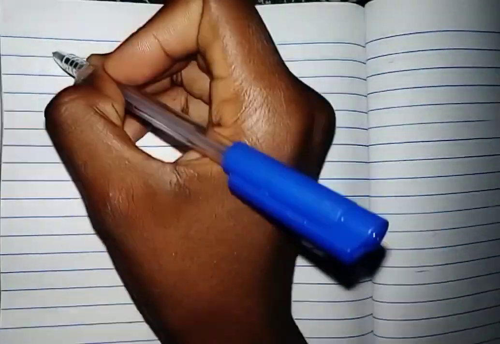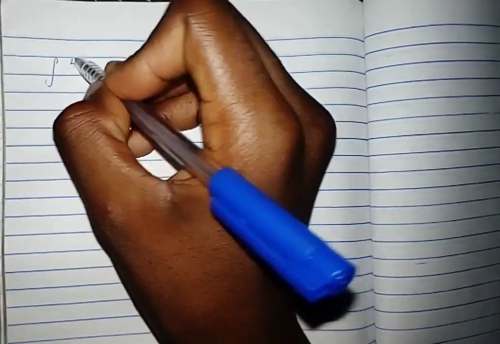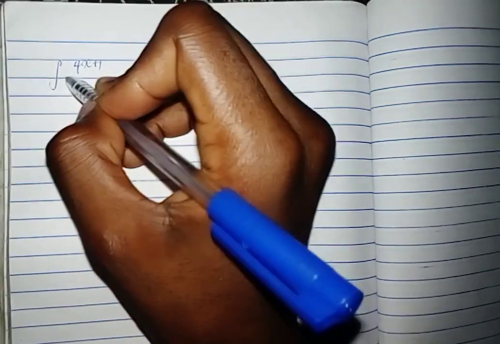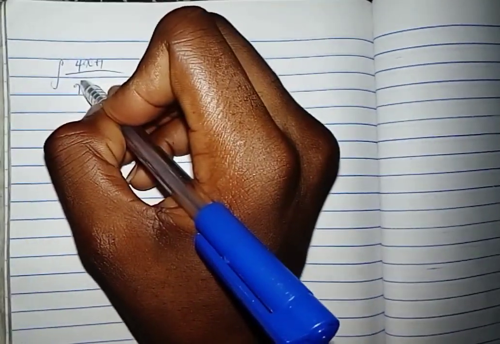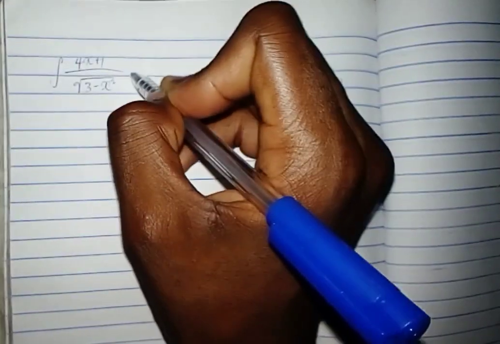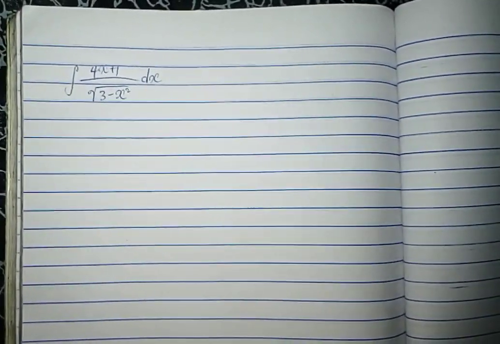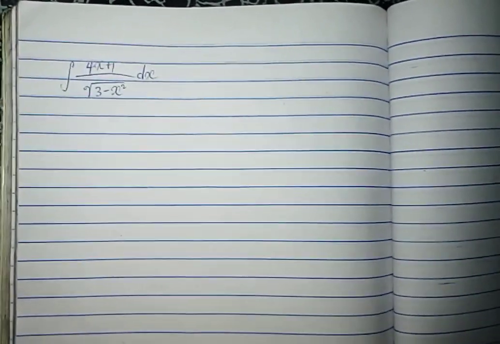Today we'll be talking on integration, indefinite integral: the indefinite integral of 4x plus 1 over the square root of 3 minus x squared dx. We are asked to solve the integral of 4x plus 1 over the square root of 3 minus x squared dx with respect to x.